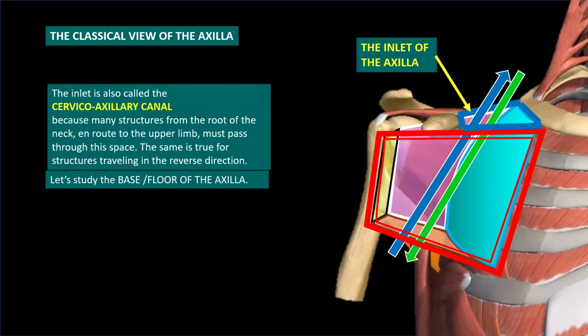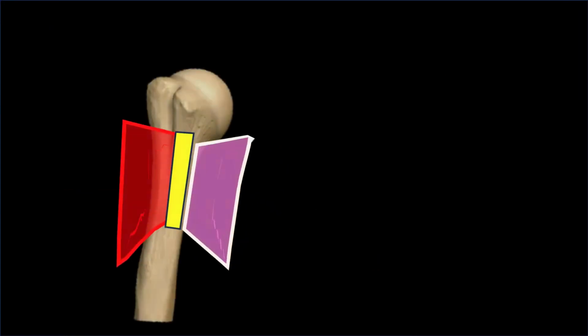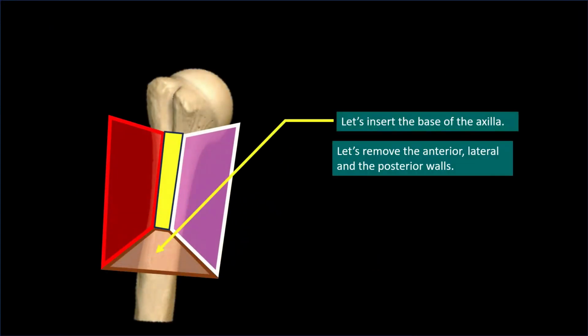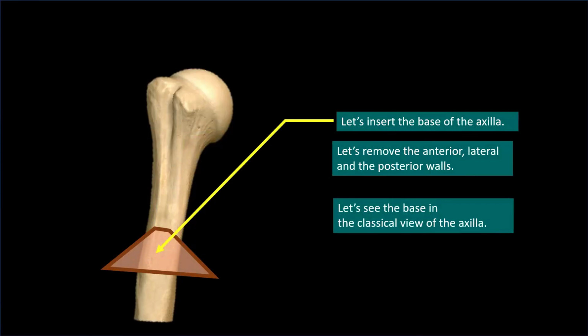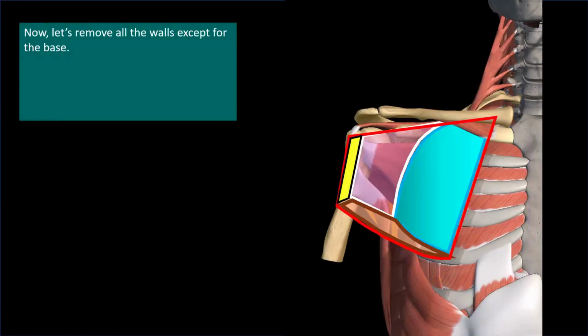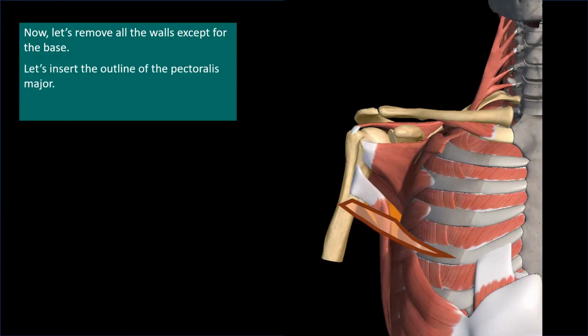Let's study the base or floor of the axilla. Let's insert the base of the axilla. Let's remove the anterior, lateral, and posterior walls. Let's see the base in the classical view of the axilla. Let's remove all the walls except for the base. Let's insert the outline of the pectoralis major.